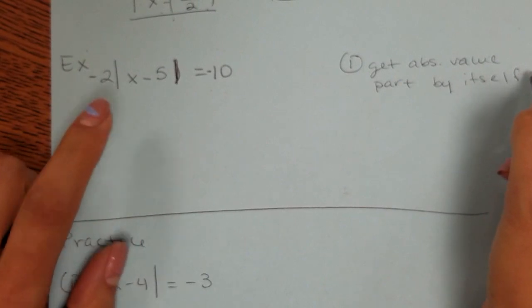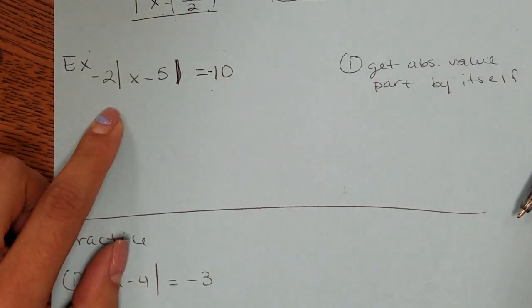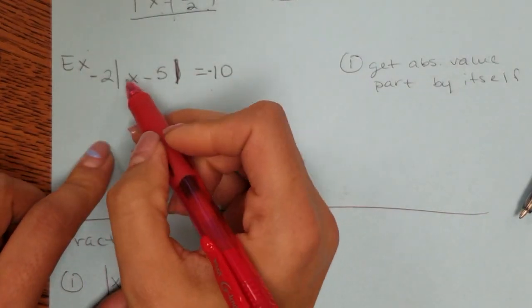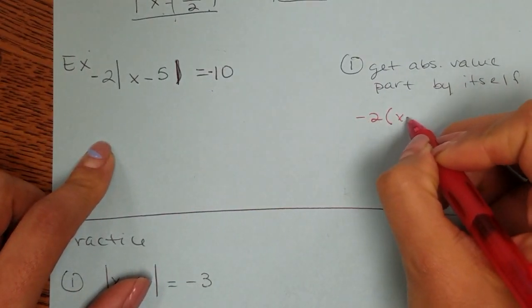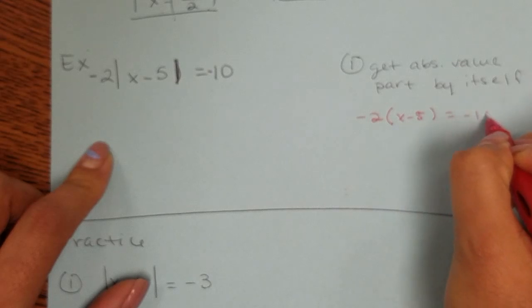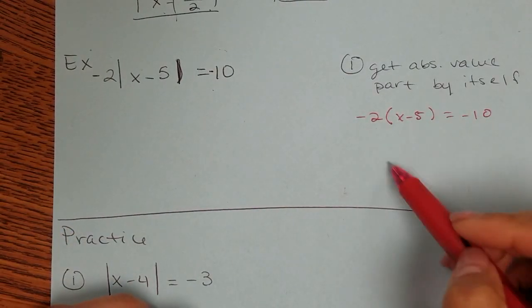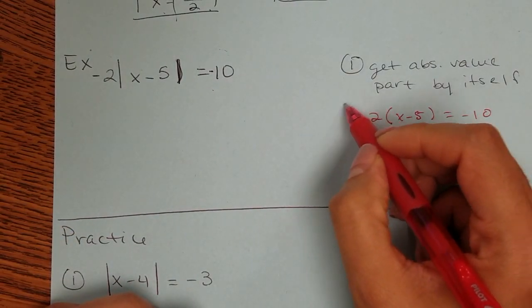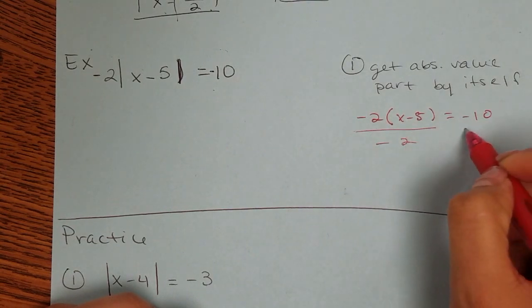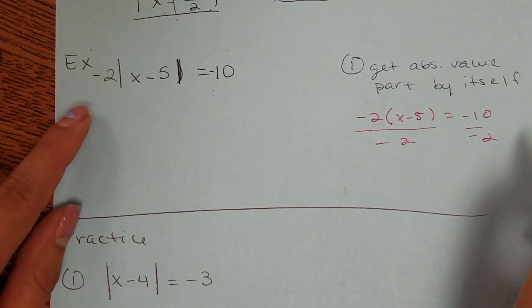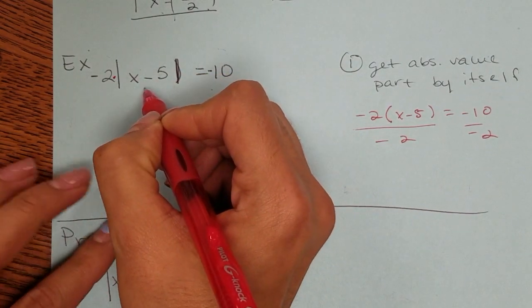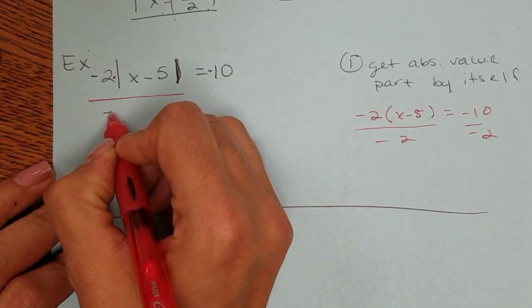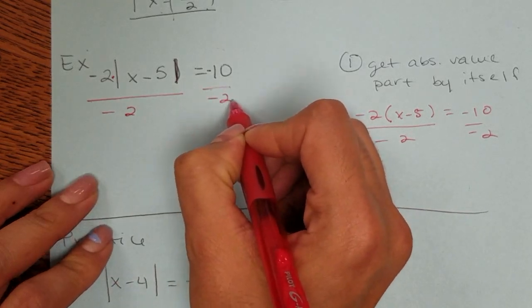So we have to get rid of this negative 2. What's happening here, I want you to think of it as negative 2 times x minus 5 equal to negative 10. If you were solving this equation, the first thing you would do is get rid of that negative 2 by dividing by negative 2 on both sides. And that's exactly what we're going to do here, because this is negative 2 times this absolute value. So you're going to divide both sides by negative 2.